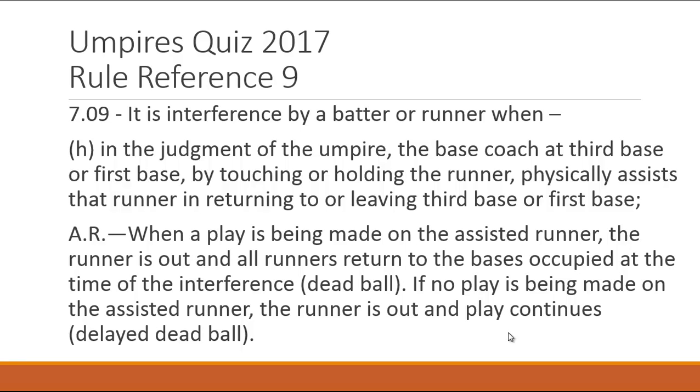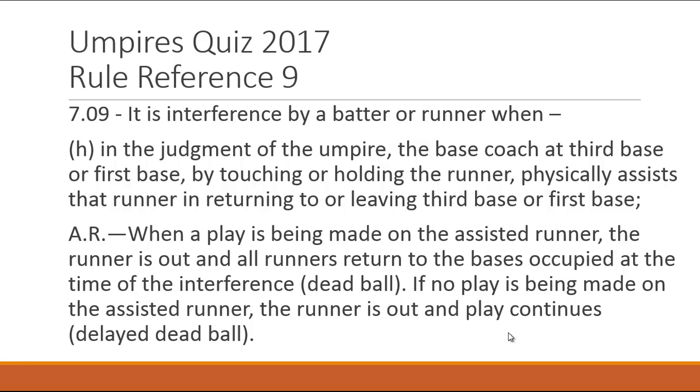709. Interference by a batter or runner when, in the judgment of the umpire, the coach at third base or first base, by touching or holding the runner, physically assists. Okay, so we know we got something. We got interference. When the play is being made on the assisted runner, the runner is out. And all players and all runners return to the bases occupied at the time of interference.